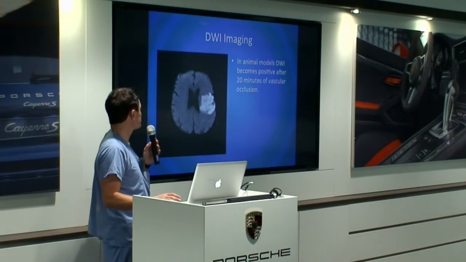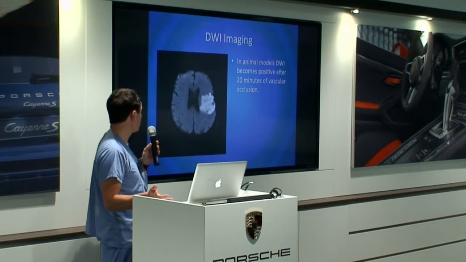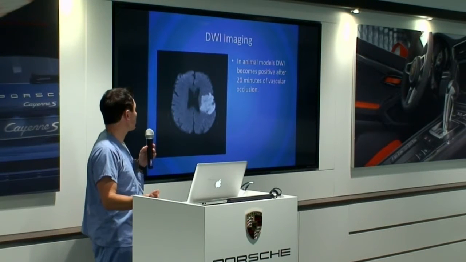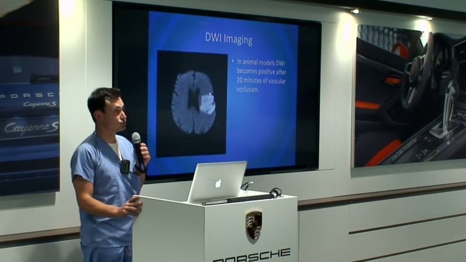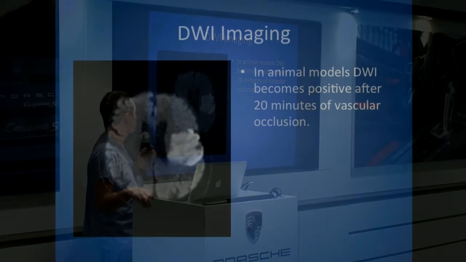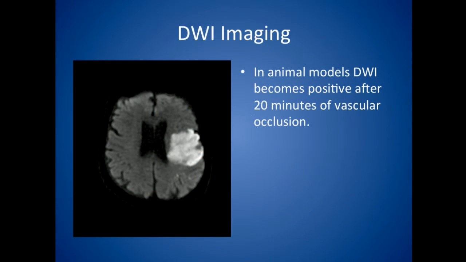So why is MRI good? Well, MRI provides diffusion-weighted imaging, and this is a type of image that is very, very sensitive to strokes. In animal models, diffusion-weighted images become positive after only 20 minutes of vascular occlusion. So no other modality can do this.